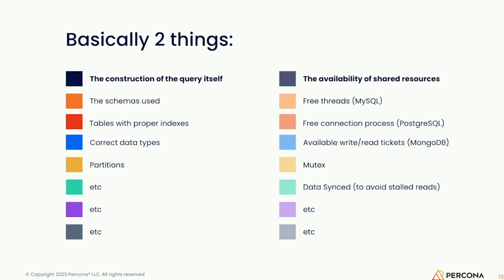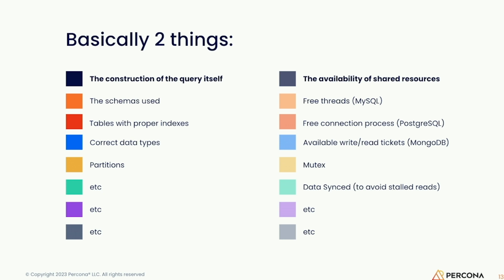One thing is the construction of the query itself: the schemas that you're using, whether the table has proper indexes, whether you're using adequate data types for, I don't know, primary keys, stuff like that. If you have a lot of data, whether it can be partitioned using partitions, et cetera. That's for the query itself, right? That's an intrinsic property. The other is the availability of shared resources.